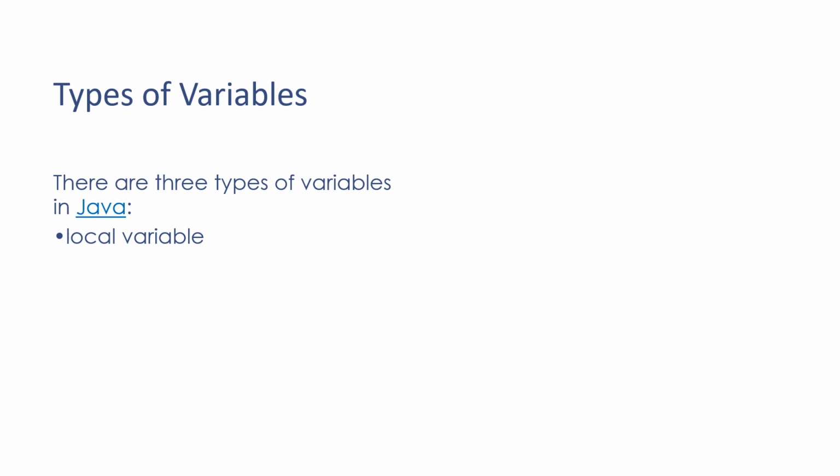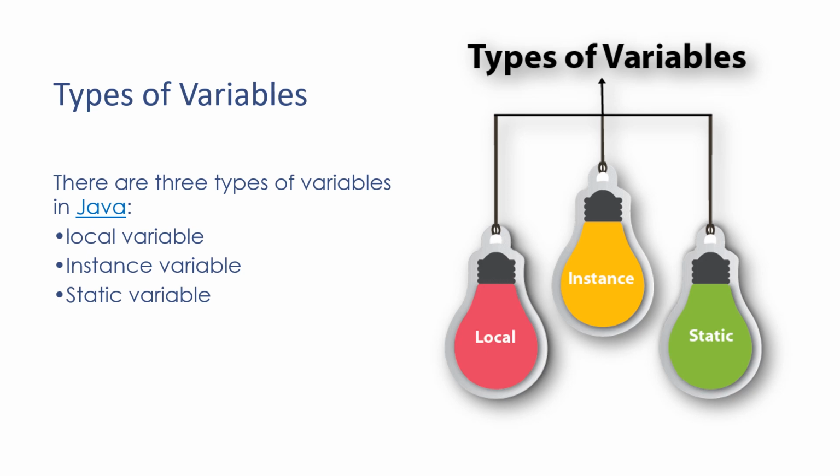Coming to the next slide, there are types of variables. There are three types of variables in Java: local variable, instance variable, and static variable. In the figure I have shown some diagrammatic things: local, instance and static. You have seen this, right? Now we go in depth into the definitions and concepts of the instance variable, local variable, and static variable.